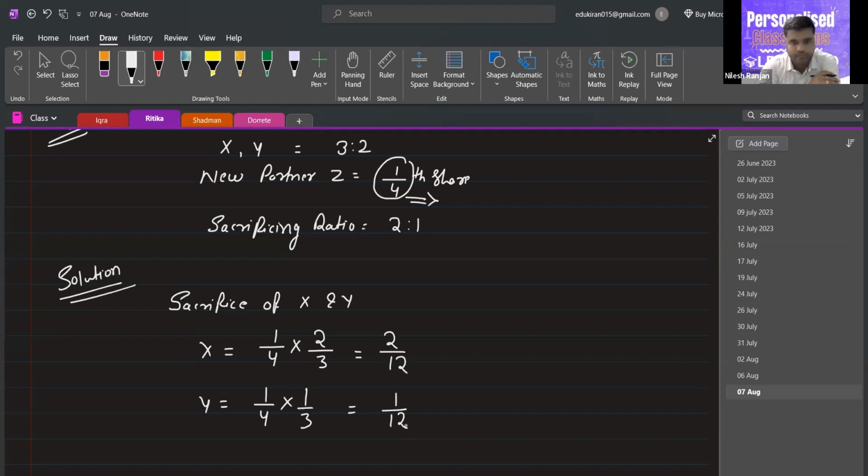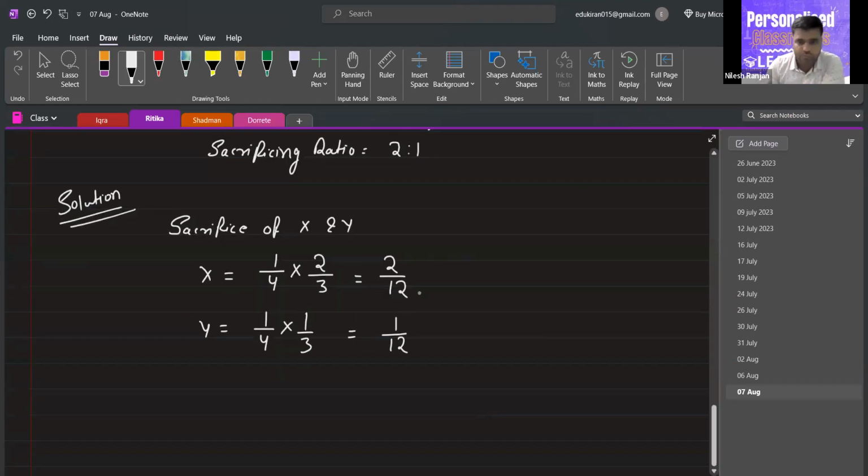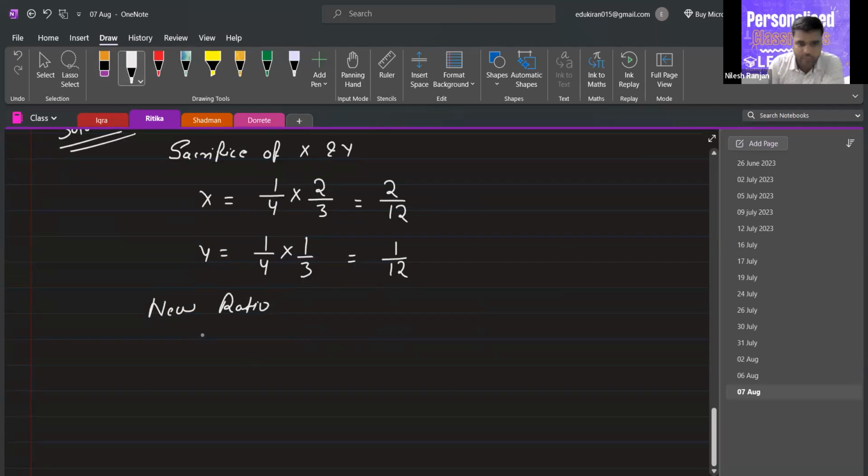Yes, sir. Okay. If you combine these two, 2/12 and 1/12, you will get 3/12. It will be the profit share of Z. Yes, sir. Okay. Now their sacrifice we have calculated. New ratio. So the new ratio of X will be, can you tell me what formula we will use here?